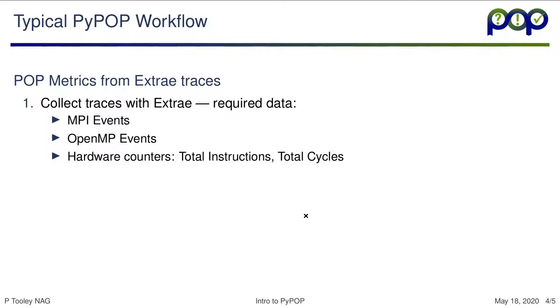So if you're analysing an MPI code, you'll need to have made sure to collect the MPI events with Extrae. Similarly, if you're analysing an OpenMP code, you need to have collected the OpenMP events. And for any code, you will have needed to collect the total instructions and the total cycles hardware counters.